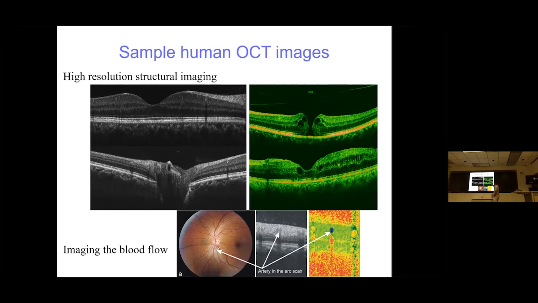The upper part is for revealing the structures of the retina, and the lower one is to image the blood vessels. We can use the Doppler effect, but that's not ultrasound, it's an optical method. So we can image the blood flow. It's bidirectional, so you can image the direction and also the flow speed of the retinal blood vessels. Let me show you some examples.